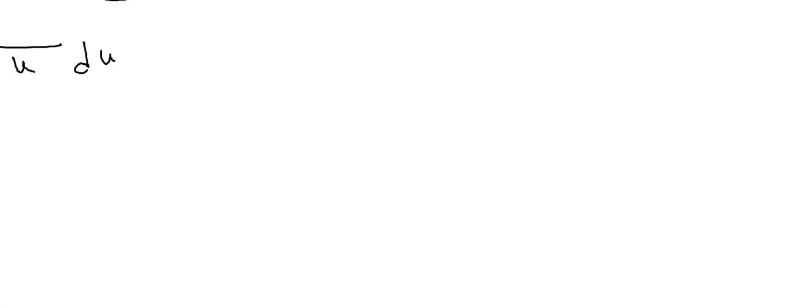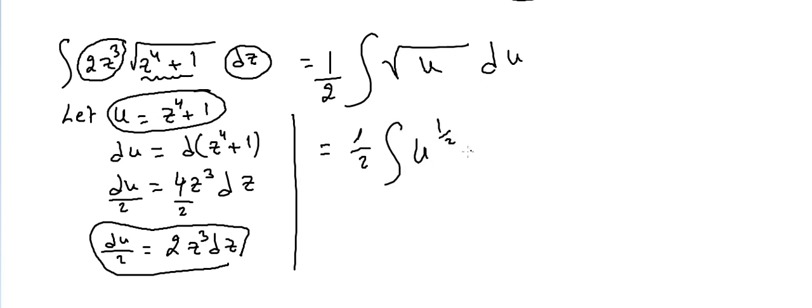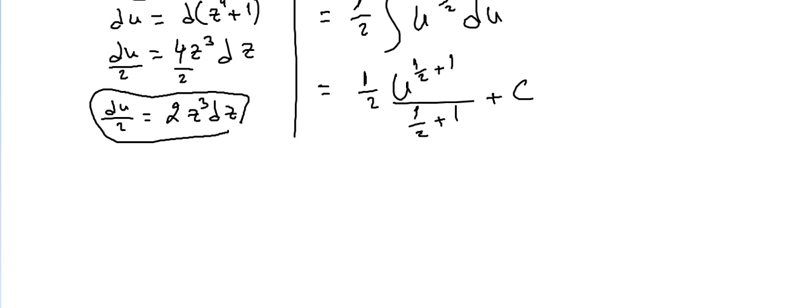Now, what do we have to do? That is equal to half integral u power half, change to fractional exponent, du, as x power half dx, or x power n dx, right? So it's equal to half u to the power half plus 1 over half plus 1, right? This is the formula. Plus constant, don't forget to put plus c.